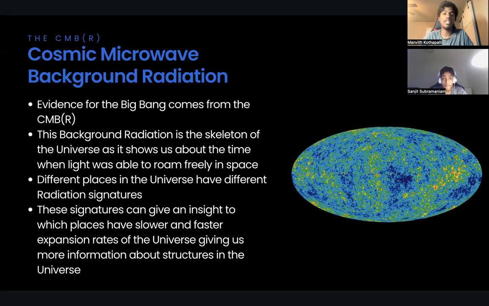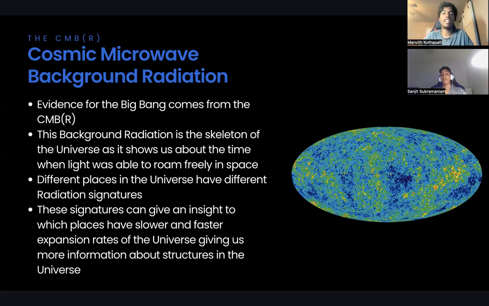The CMB looks different in different parts of the universe because some places are hotter and some are cooler, which actually corresponded to the slower expansion rates and also the faster expansion rates in the universe. Learning more about this property of the universe allows us to learn more about the early stages of the universe where light was first allowed to travel anywhere.